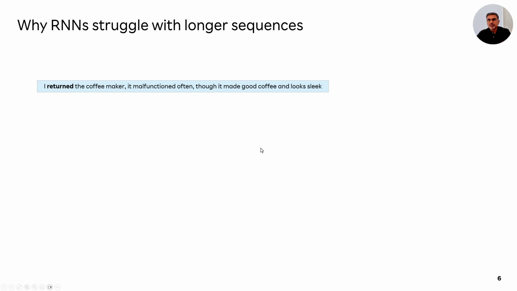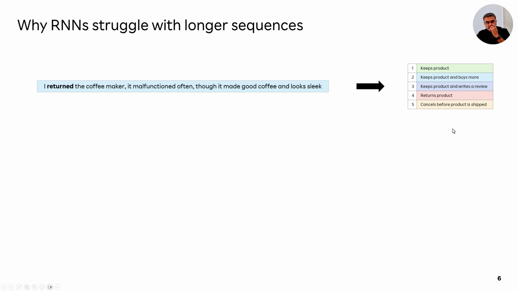And our task is to build a neural network that can take this text and classify it into one of these five possible sentiments. The user keeps the product, the user keeps the product and buys more, keeps the product and writes a review, or returns the product, cancels before the product is shipped, and so on. Okay, just purely based on the review left, we would like to classify the reviews into one of these five categories. Now, one might question and say, hey, why do we really need to build a neural network for this? Can't we just use keyword matching techniques to determine one of these things?